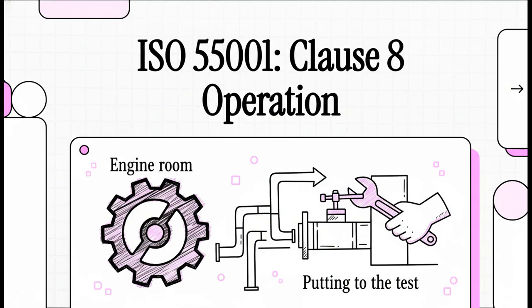All right, let's dive right in. Today, we are getting into what I like to call the engine room of ISO 55001 asset management. We're talking about Clause 8, operation. This is where all that careful strategic planning finally meets the real world and gets put to the ultimate test.